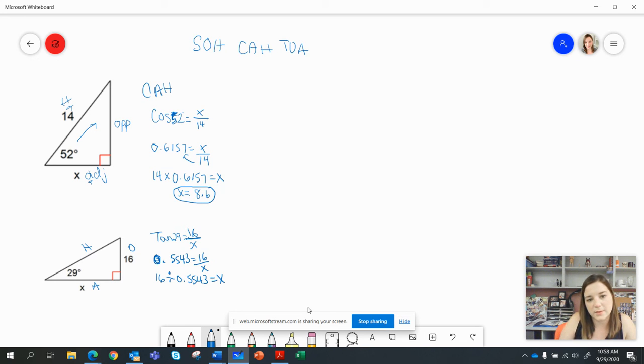So note that when x was on top with the last example, we did 14 times the decimals. With this one, where the x is on the bottom, we do the side, 16, divided by the decimals. And that's really the key difference. And we get 28.9 as a final answer once we divide that out.